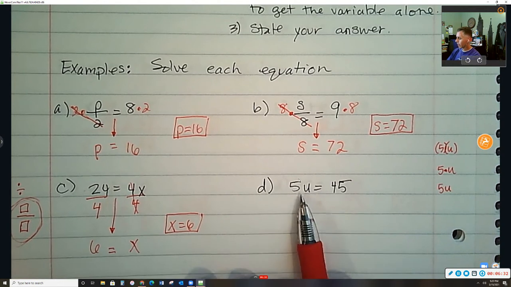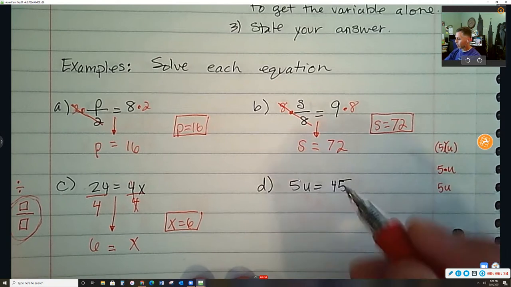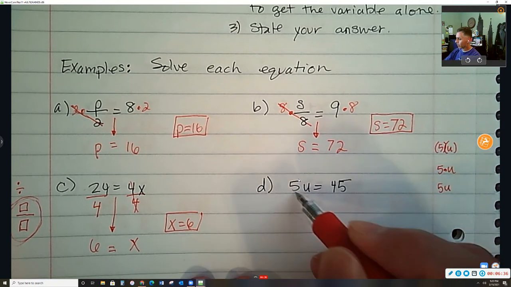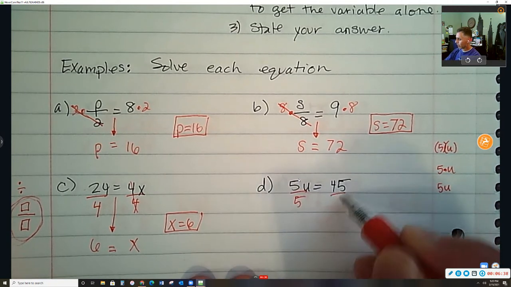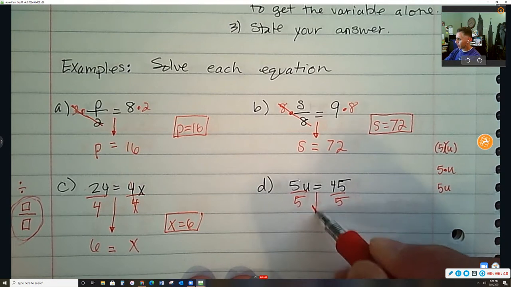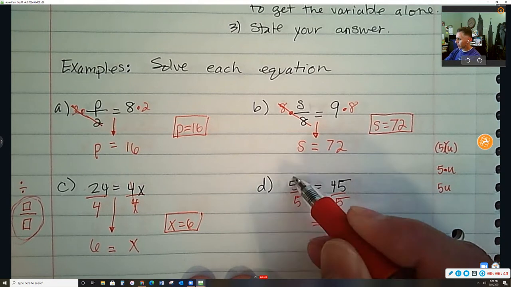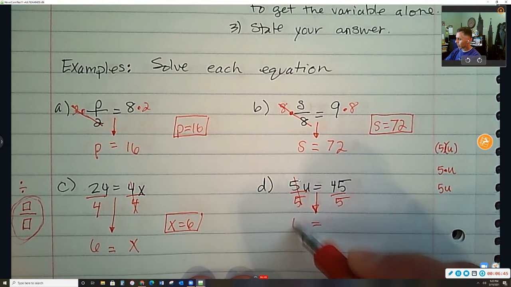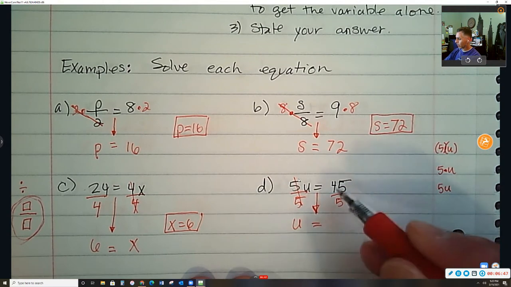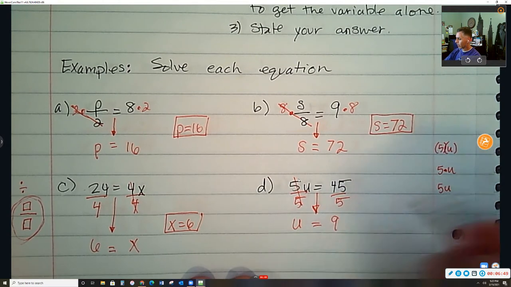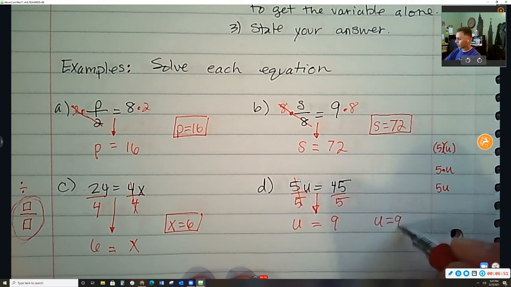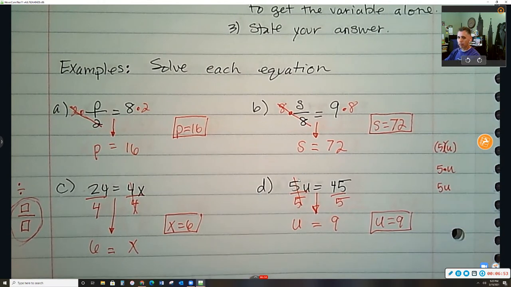So here we have 5 times u equals 45. So the inverse of 5 times u is divide by 5. Again, you want to bring down the equal sign. 5 divided by 5, that cancels. You get 1u, and then 45 divided by 5, well that's 9. So I know my answer is u equals 9. Okay, so pause this, finish it, and let's do some more exercises.